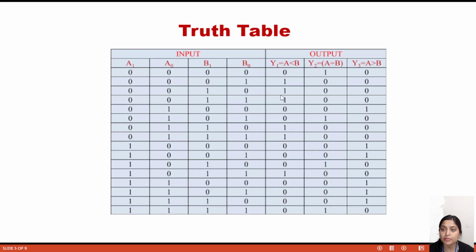So for this purpose we will basically use the K-map. Here this is a 4-bit number. So 4 bits means 2 to the power 4, that means 16 cells will be there. So based on the A1 A0 and B1 B0 values, for the case of A less than B we will consider only this column's values. When we put the K-map values for A equals B, we will consider only these values, and for A greater than B we will consider only these values.